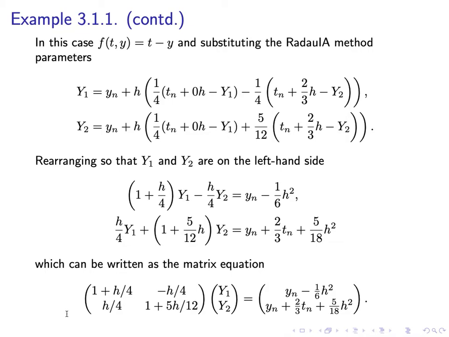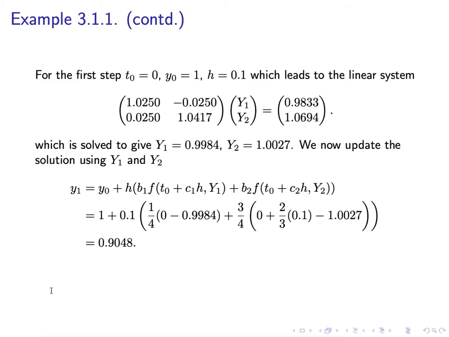And this can be simplified somewhat and written as a matrix equation. So here we have a linear system: we have two equations and two unknowns, and our unknowns are y1 and y2. So if we solve this matrix equation for y1 and y2, then we have our stage values.